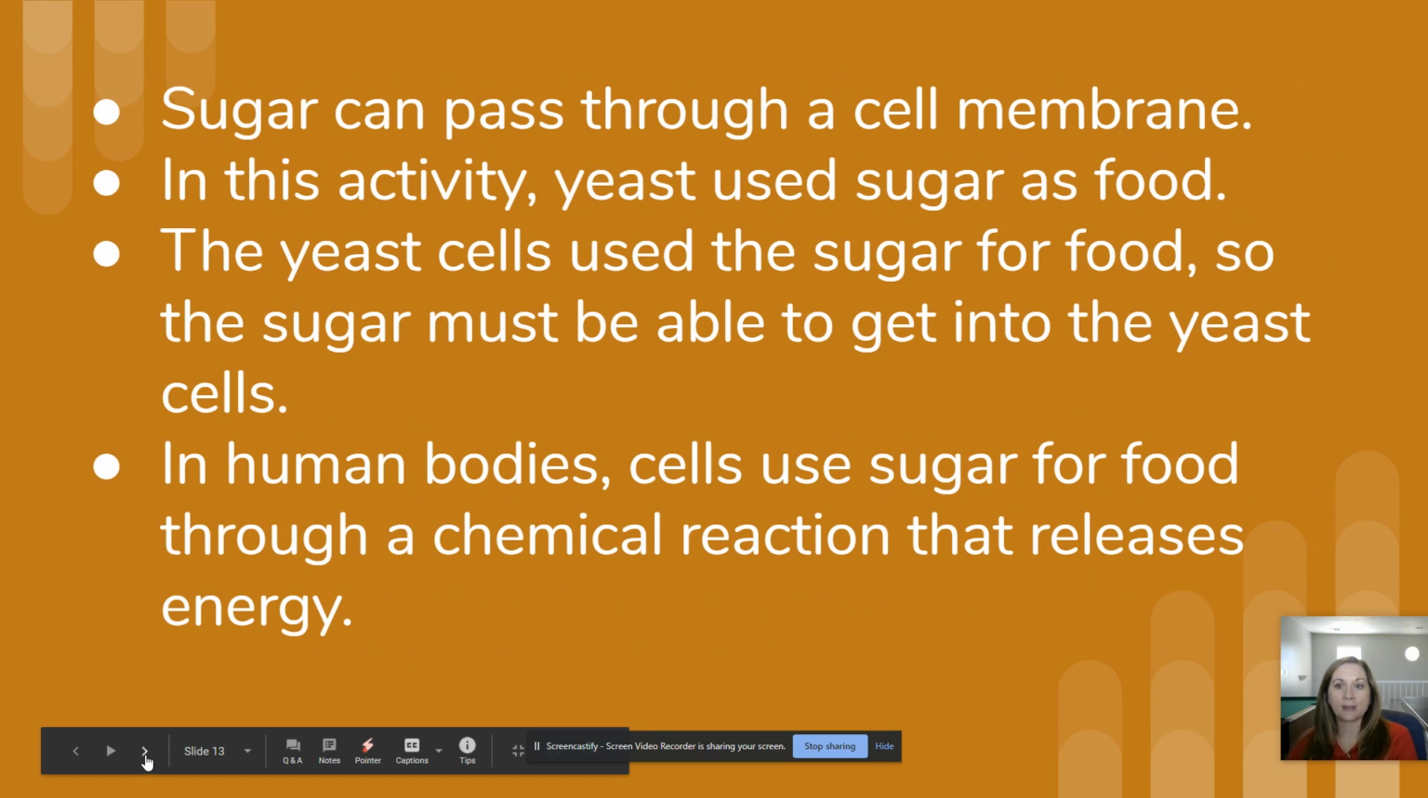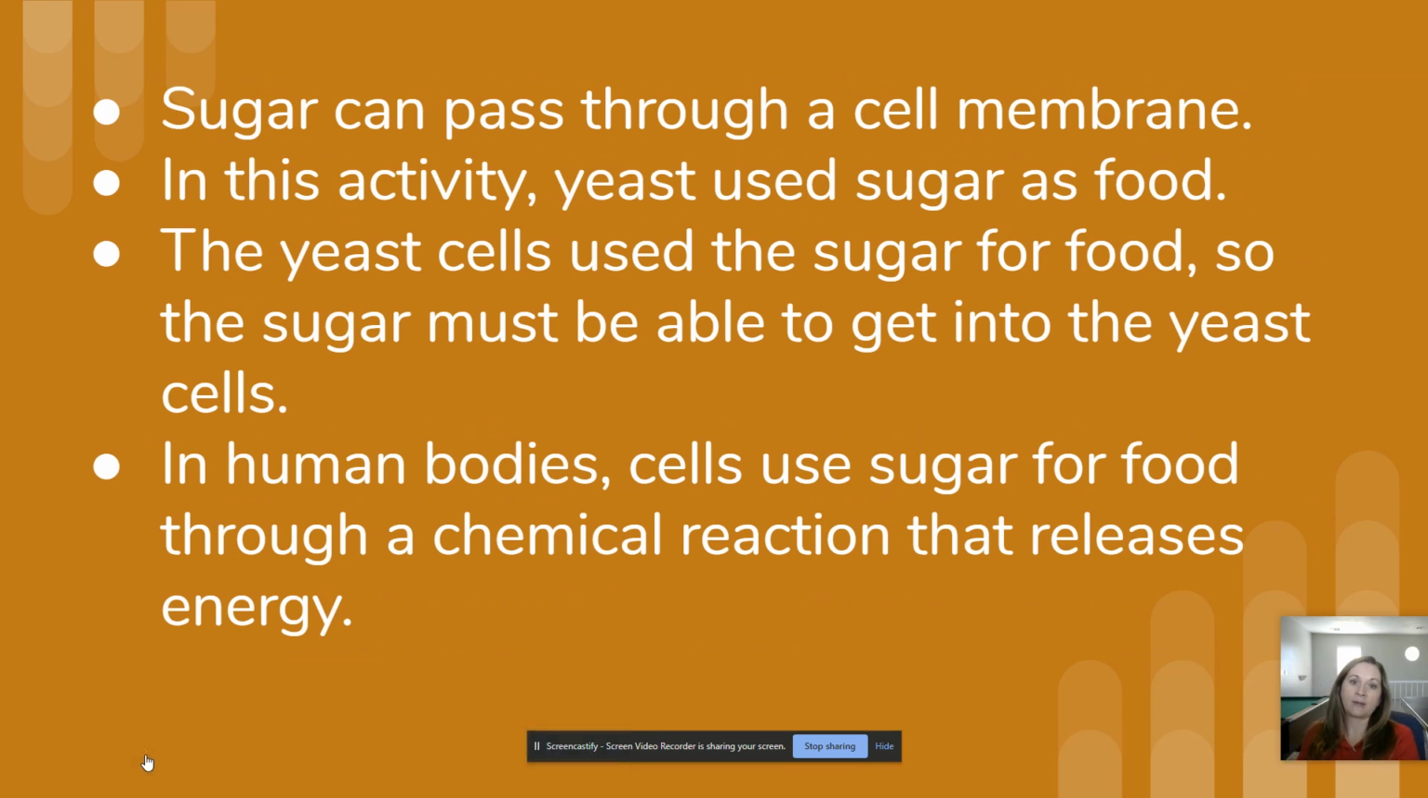Sugar can pass through a cell membrane. In this activity, yeast used sugar as food. So when the sugar dissolved in the water, the sugar molecules passed through. They were small and tiny, and they passed through into the yeast cells. And then the yeast cells use that sugar for food. So the sugar must be able to get into the yeast cells. In human bodies, cells use sugar for food through a chemical reaction that releases energy.